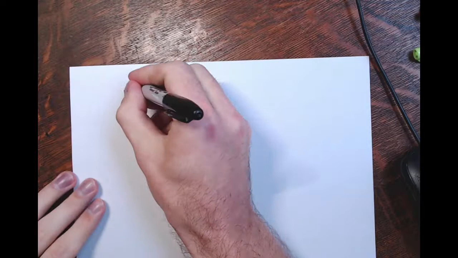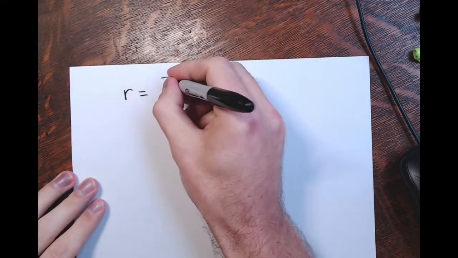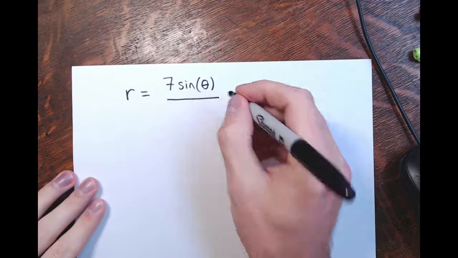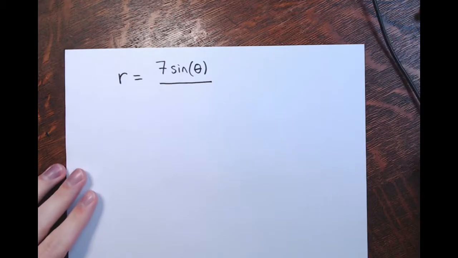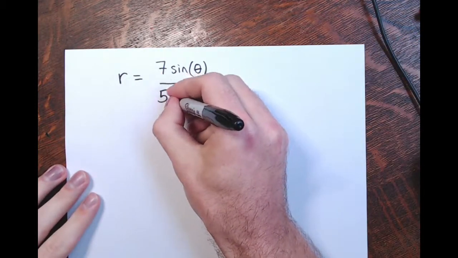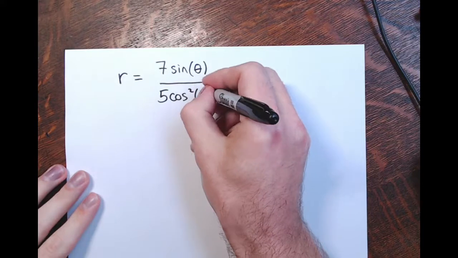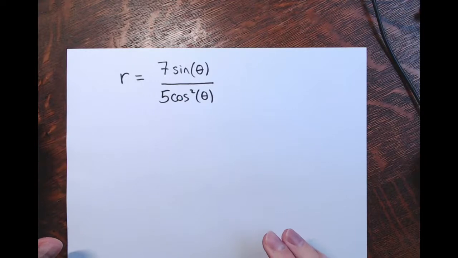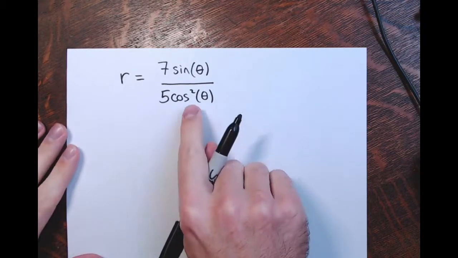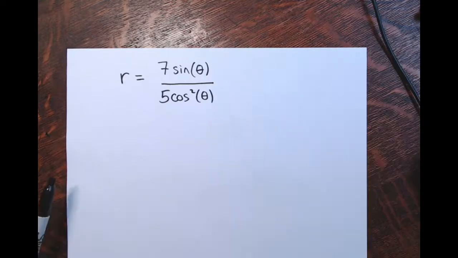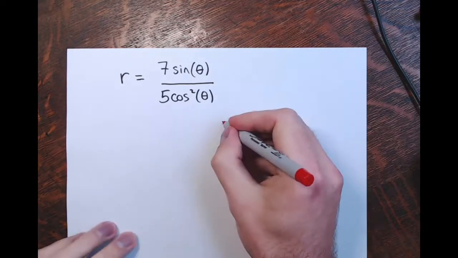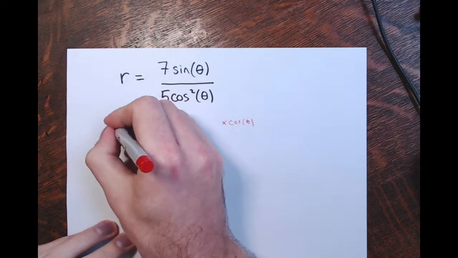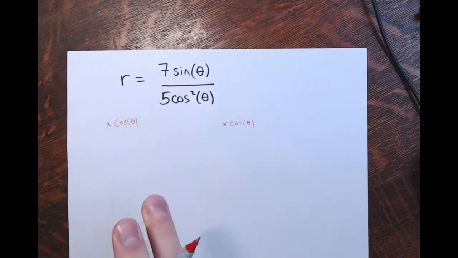So we have r equals 7 times the sine of theta divided by, and then cosine theta squared, or 5 times cosine squared theta. Okay. So here's one thing I'm noticing. If I just multiply by cosine, so times cosine theta on the right side, times cosine theta on the left side.